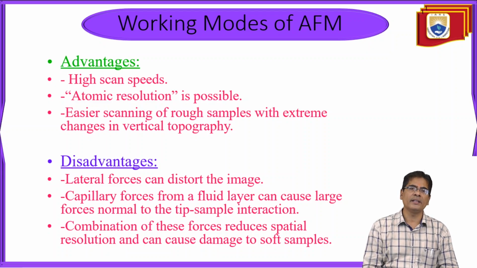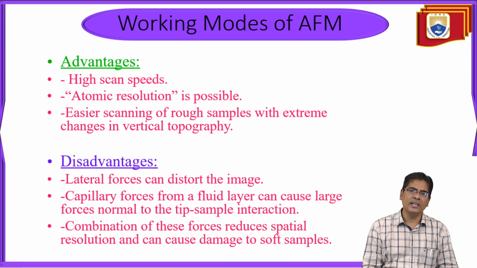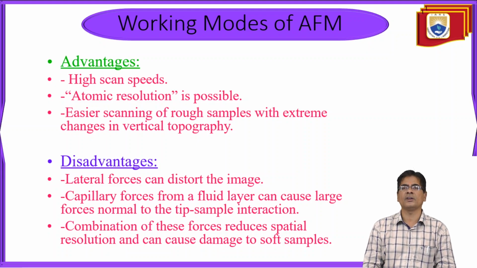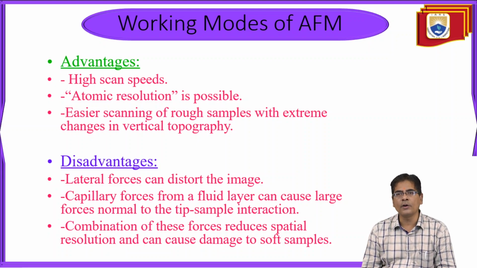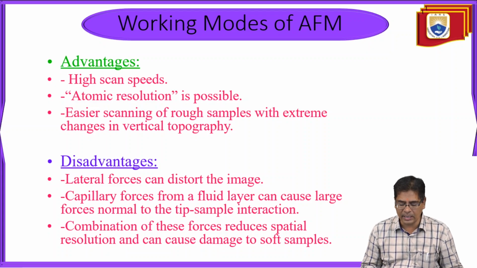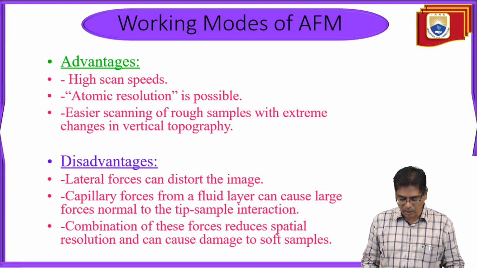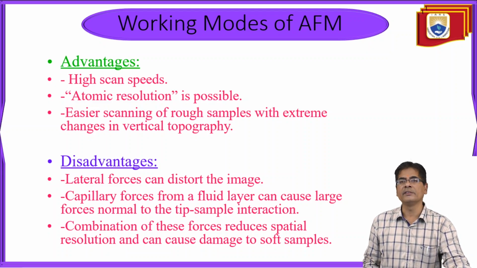These have advantages like high scan speeds, atomic resolution is possible, and easier scanning of rough samples with extreme changes in vertical topography, right? And what are the disadvantages? Lateral forces can distort the image. Capillary forces from a fluid layer can cause large forces normal to the tip-sample interaction. The combination of these forces reduces spatial resolution and causes damage to soft samples.